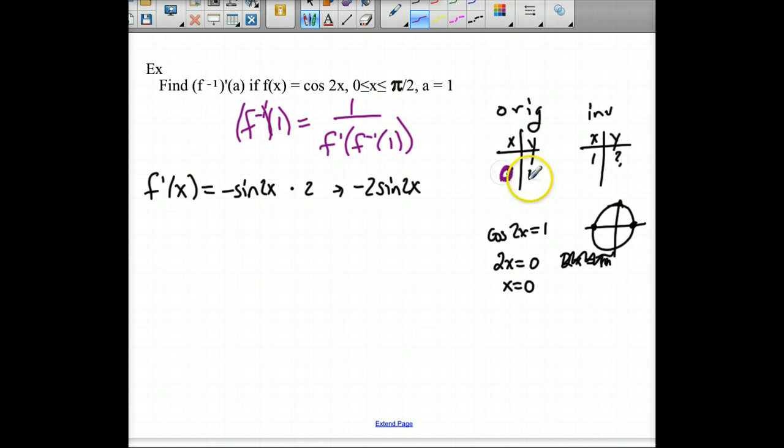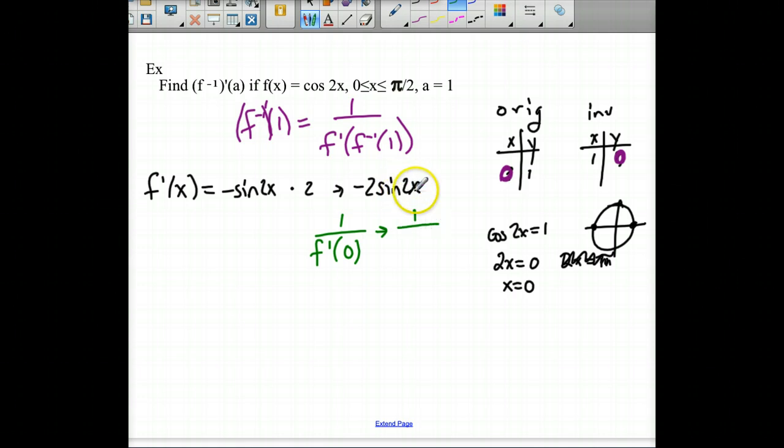When x is 0, y is 1 of the original function. So when x is 1, the y must be 0. So we can plug that in here. 1 over f prime of f inverse of 1 is 0. We just found that. So we're going to do the derivative of 0.